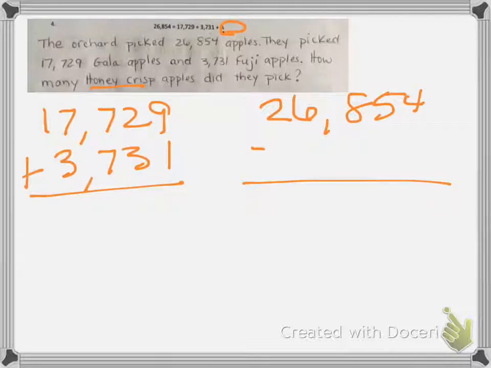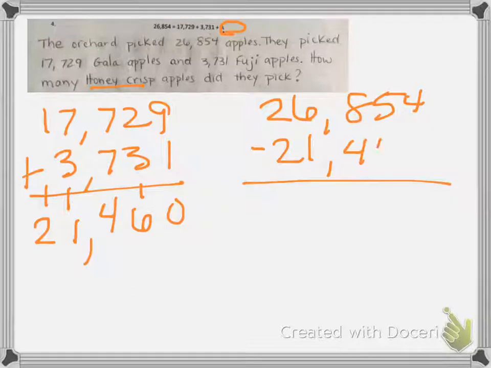All right, let's do this addition. 9 plus 1 is 10. 2 plus 3 is 5, plus 1 more is 6. 7 plus 7 is 14. 7 plus 3 is 10, plus 1 more is 11. 1 plus 1 is 2. Okay, together, those 2 types of apples, there were 21,460. So we're going to subtract the total from those 2 put together.